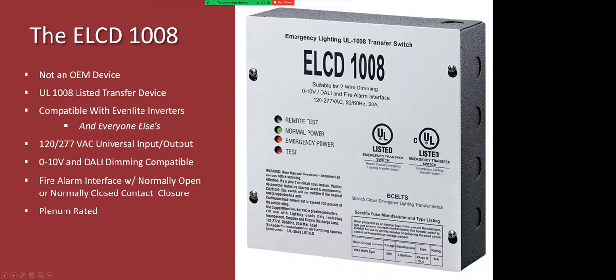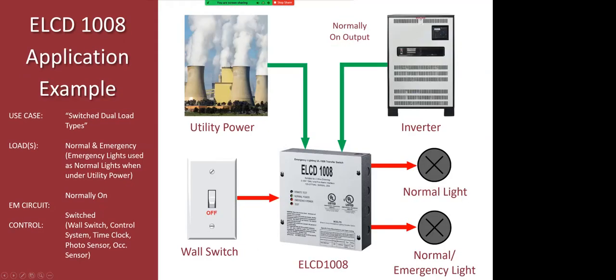It is plenum rated and basically works the same way, except now you have your normal emergency lights and the normal lights. Wall switch controlling both of those. Power goes out. Normal lights go out because power goes out. But note that the emergency light stays lit even if the wall switch is in the off state, again, because the 1008 device allows direct coupling of the emergency light to the power source, the emergency power source.